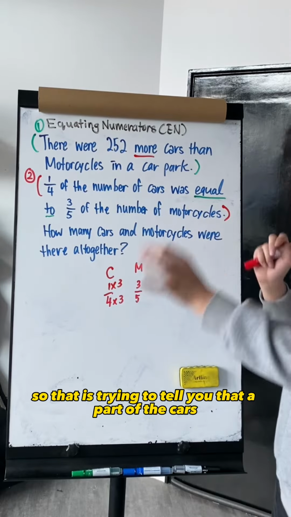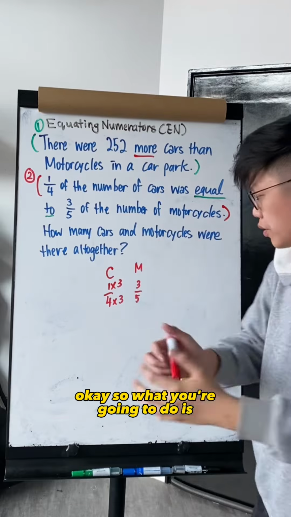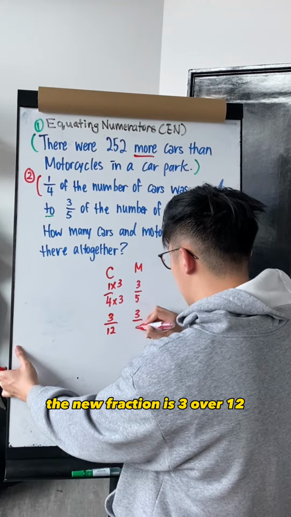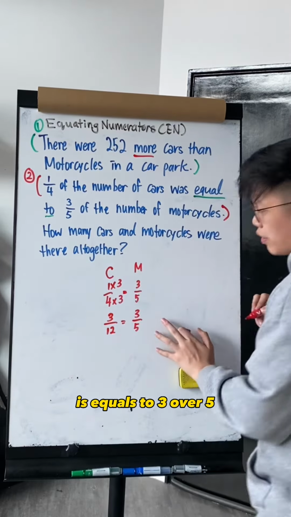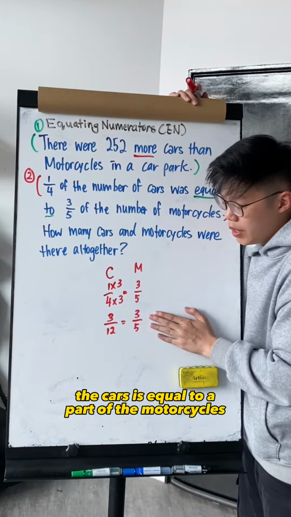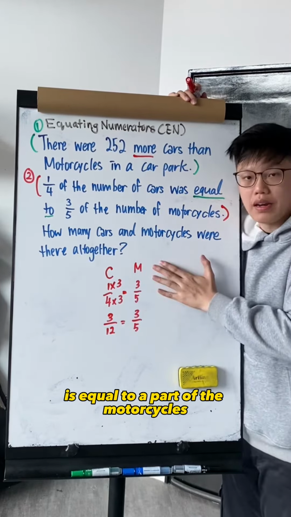So that is trying to tell you that a part of the cars is equal to a part of the motorcycles. So what you're going to do is write out the new fraction, and the new fraction, as you can see over here, is 3/12 is equal to 3/5. So what I'm trying to say here is that a part of the cars is actually equal to a part of the motorcycles. Do they have the same total? No. A part of the cars is equal to a part of the motorcycles.